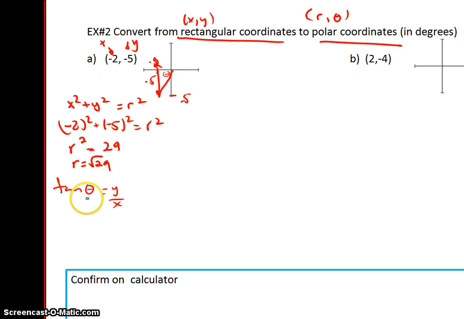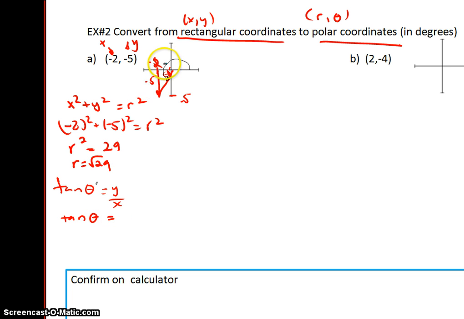So this theta here is going to find just this little angle here, my reference angle, which we've been calling theta prime. But at -2, -5, it's really going from the positive x-axis all the way over. So when I do this tangent of theta, it's going to find my theta prime, just that angle inside the triangle.